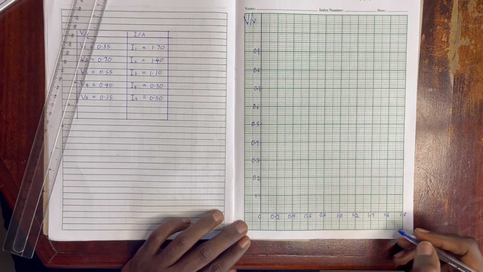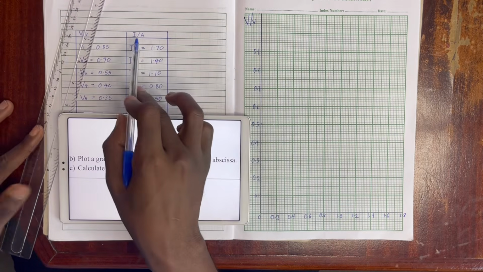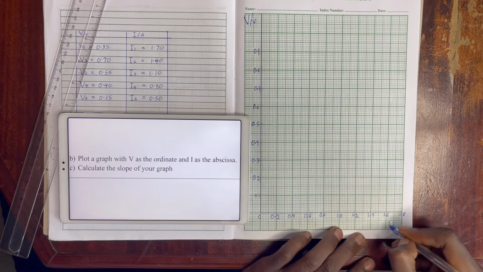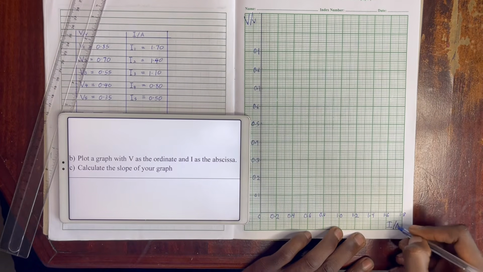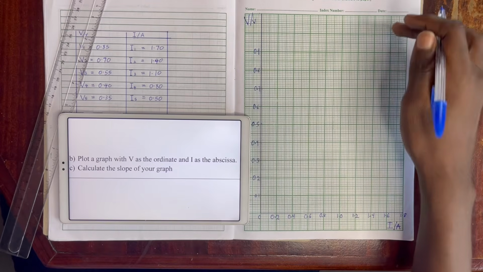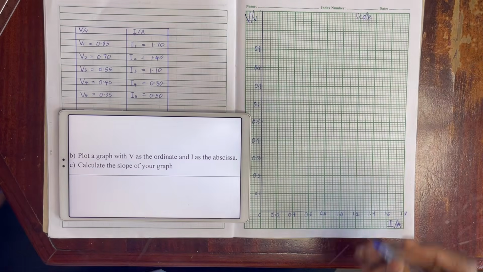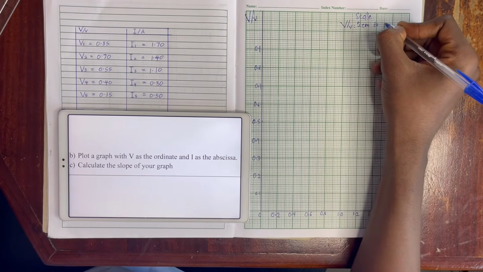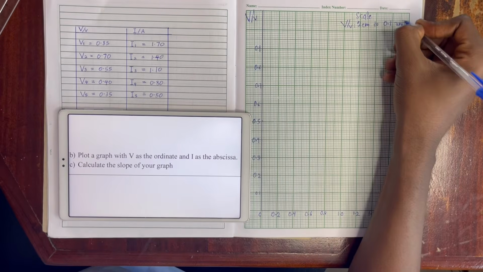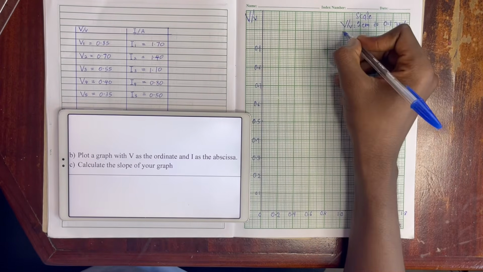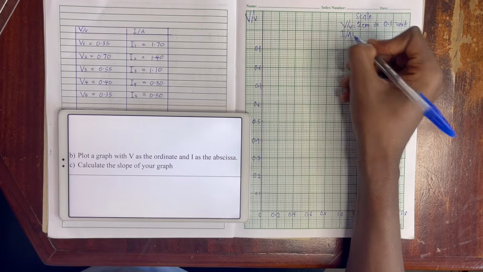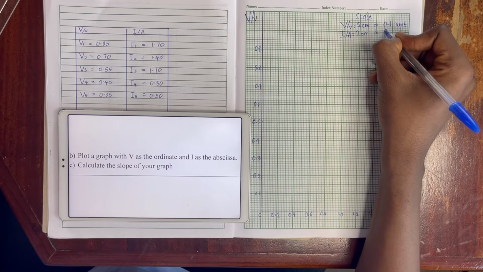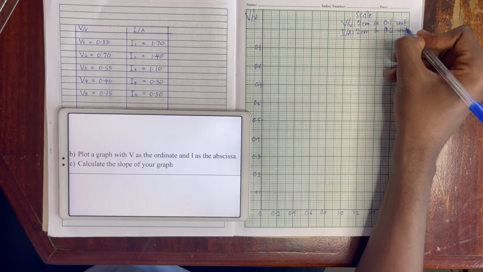Now my ordinate, I write the quantity, current against ampere. So I against ampere. Now, you have to indicate your scale on the graph sheet. Okay, so V against V, 2 centimeters to 0.1 units. Then I against A, 2 centimeters to 0.2 units.